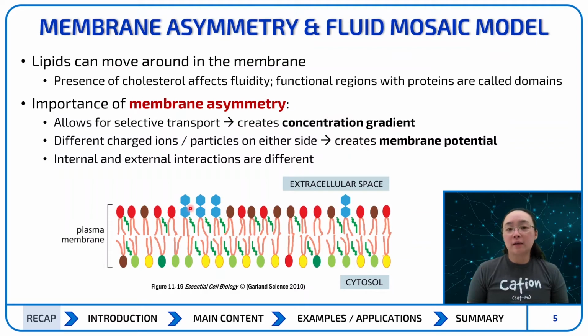The last thing that's important to know about membrane asymmetry is that because you have these different gradients and because your lipids can move around, what's on one side of the bilayer may not reflect what's on the other side of the bilayer. So always remember that both sides of the bilayer may not be exactly the same.